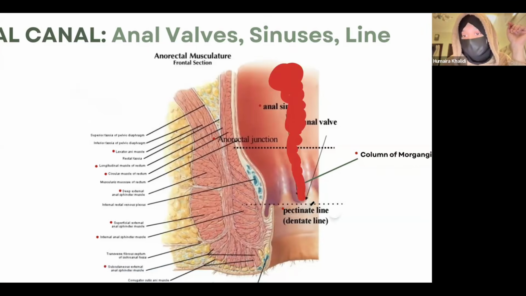This is the pectinate line. The pectinate line, again, where is it? It's forming the, I don't know why it says lower border in your slides as well, but I really think it was the upper. Okay, anyways, but this is the pectinate line or the dentate line.